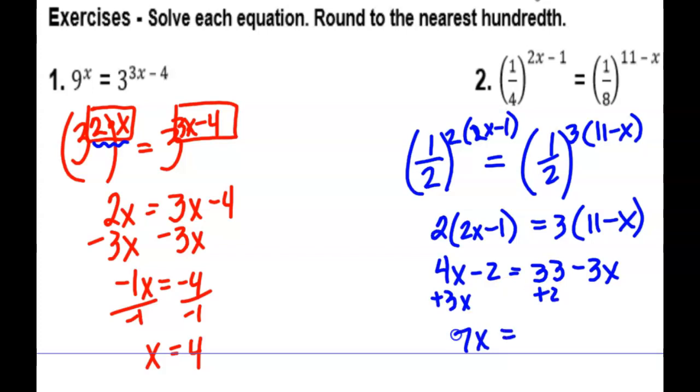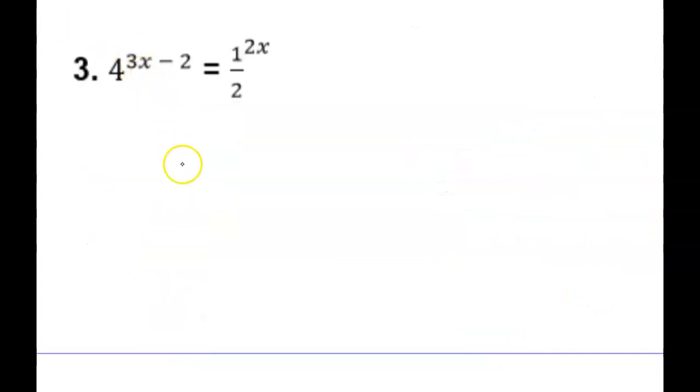I got 5. Did anybody else get 5, or did I do something wrong? Yes, we're good? Okay. One more. What can I make these both powers of? 2.